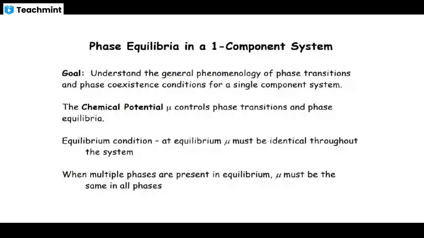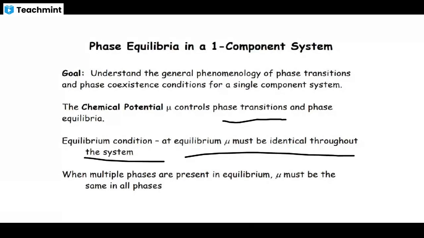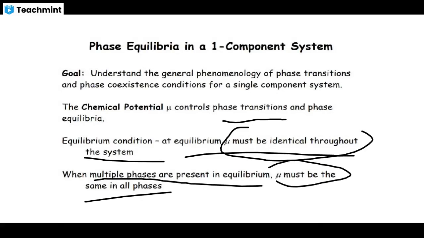We come to the topic of phase equilibria in a one component system. Understand the general phenomenology of phase transition and phase coexistence conditions for a single component system. The chemical potential controls the phase transition and phase equilibrium. At equilibrium, the chemical potential must be identical throughout the system. When multiple phases are present in equilibrium, mu must be the same in all phases. Otherwise, the material will go into the phase where the chemical potential is lower.